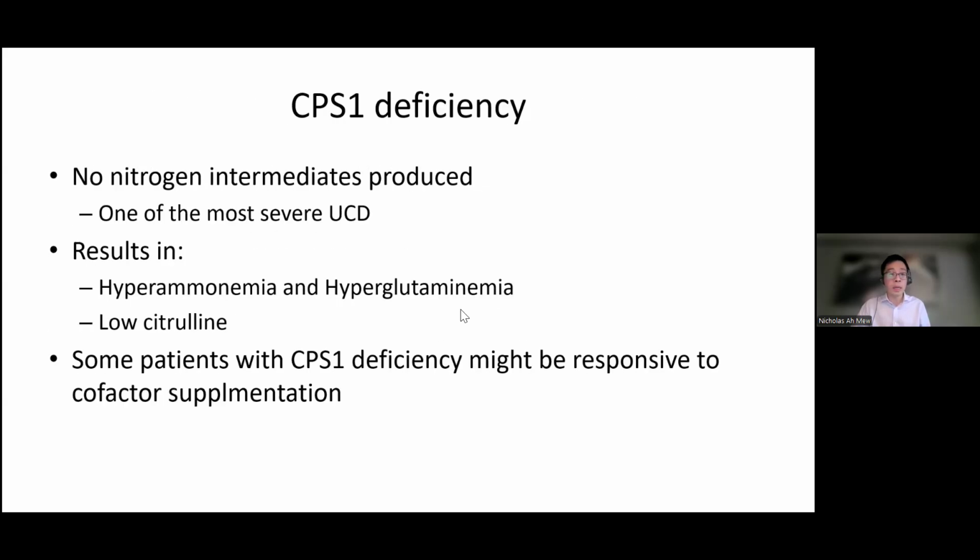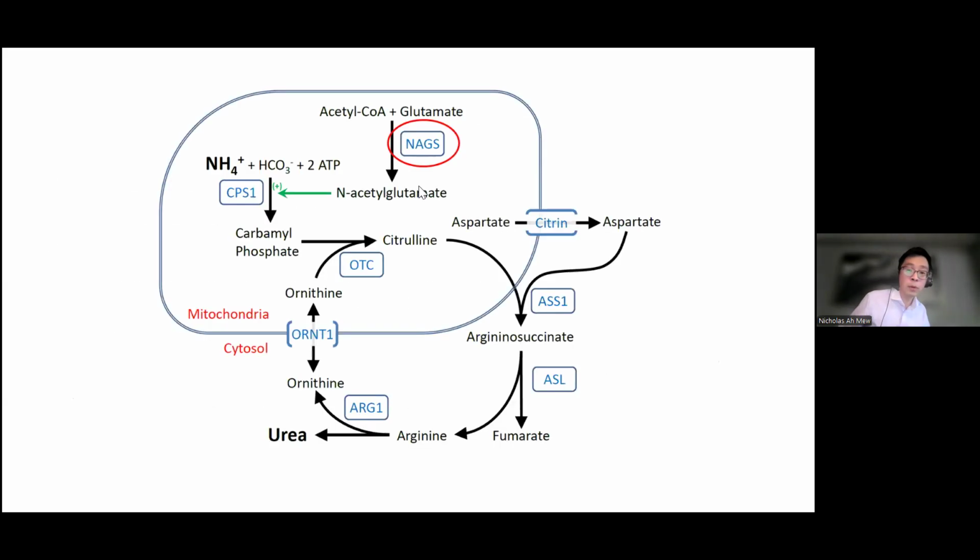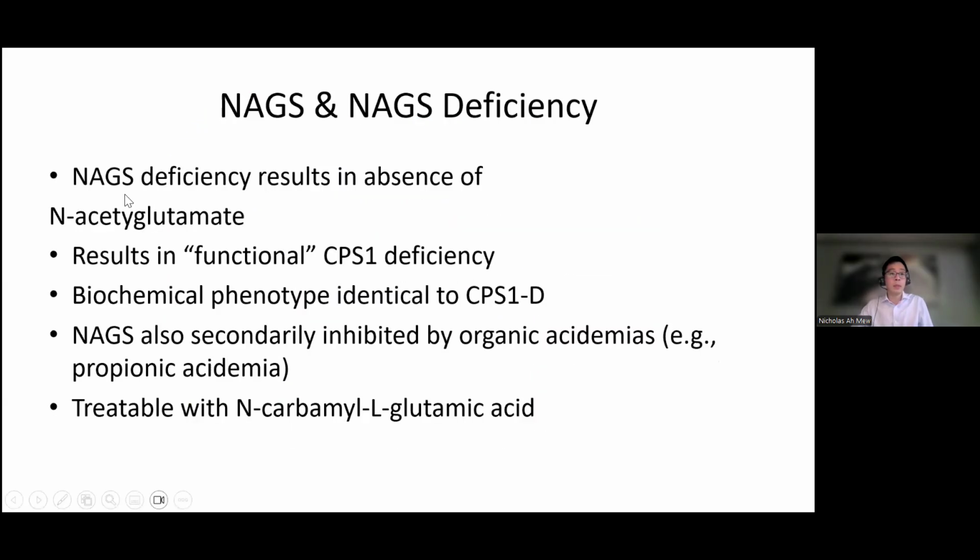Great. Okay. So next, I want to talk about NAG synthase. We talked about CPS1 and how N-acetylglutamate, as you can see here, is the essential allosteric activator of CPS1. This N-acetylglutamate is produced by the enzyme NAG synthase, such that NAG synthase deficiency results in an absence of N-acetylglutamate, and it results in a functional CPS1 deficiency. So the biochemical phenotype is going to be identical to CPS1 deficiency.